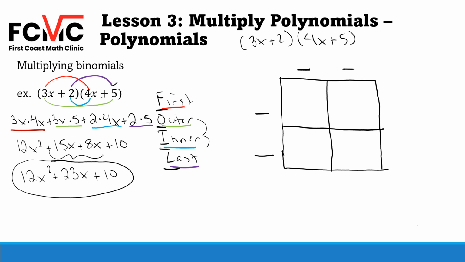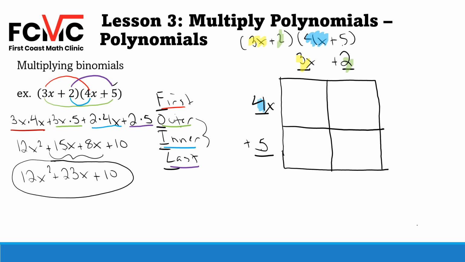So this first term is going to be 3x. So this is going to be from like right here. So then this space right here has to be that positive 2. So that's going to be plus 2. This term then has to be that 4x. So then this term has to be the positive 5. All right, I'm just adding the plus sign in. You don't have to add it in if it's positive.